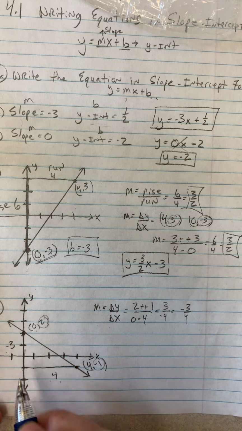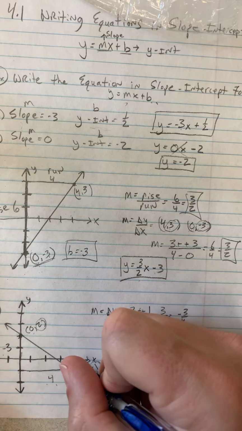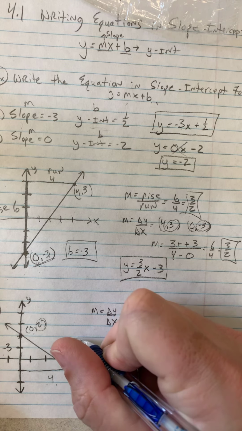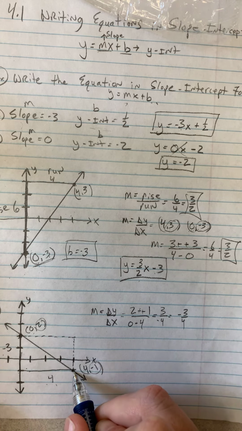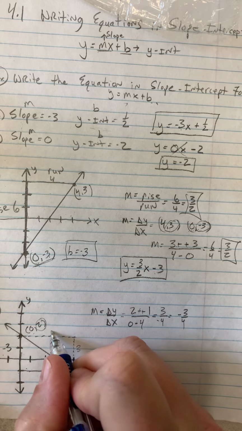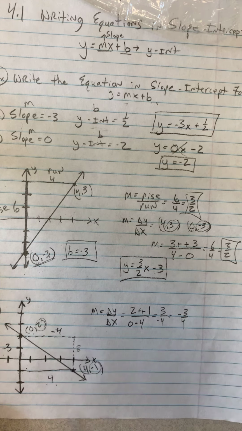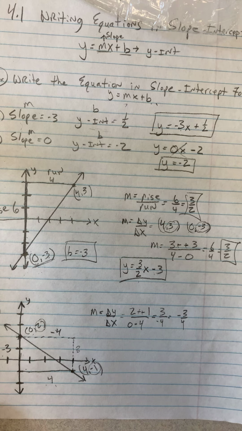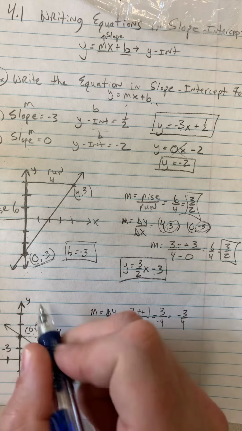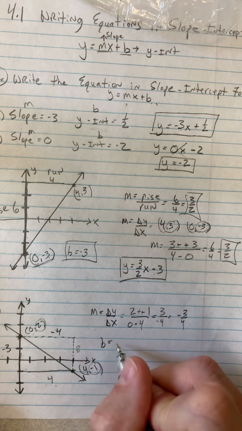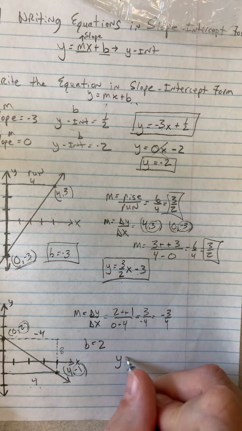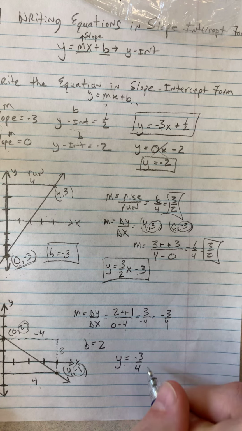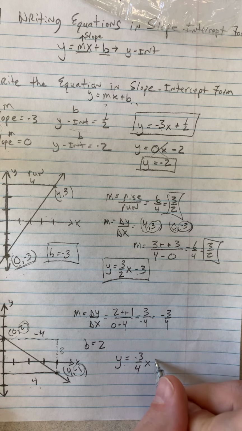Down 3 over 4. Now remember, you can also go this way, and you're going to get the exact same slope. Because now I'm going up 3, and I'm going to the left 4. So I still get that -3/4. You've got your y-intercept because your b is equal to 2, because your x is 0. Write your equation. Y is equal to -3/4 x plus 2.